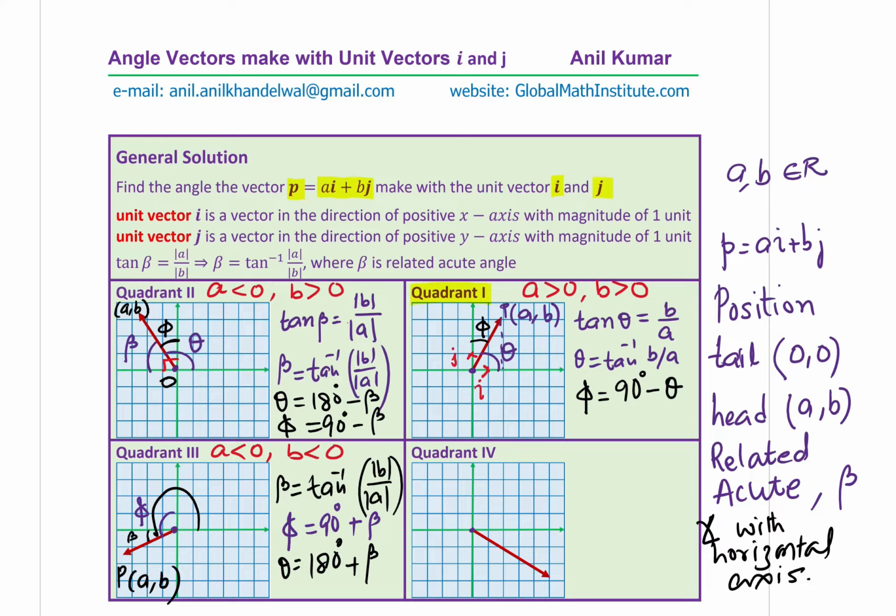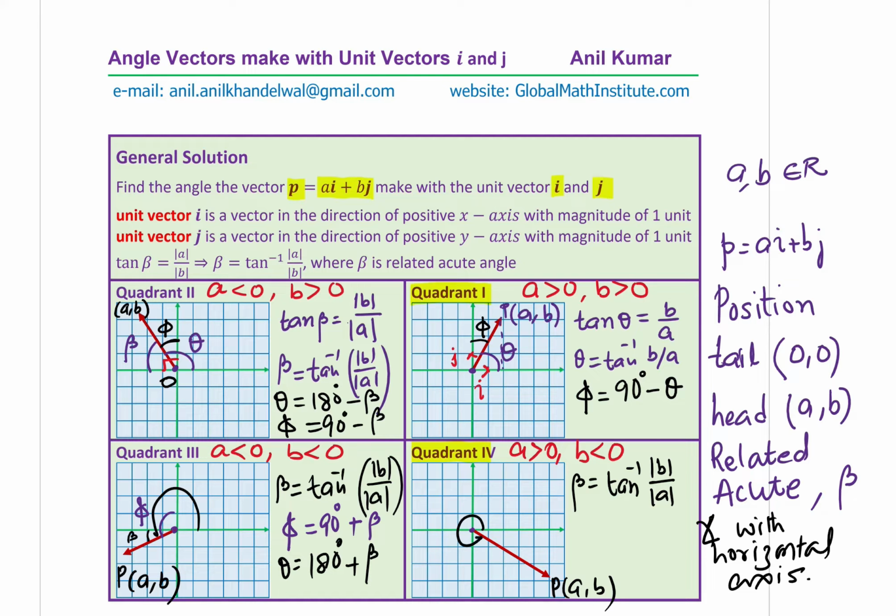The last example here is when a is greater than 0 and b is less than 0. In that case, the point will lie in quadrant 4. So as shown here, the position vector will be in quadrant 4. Let's say the coordinates of point P are A, B. Now in this case, what is beta equal to? Beta remains the same, which is always tan inverse of absolute value of B over absolute value of A.